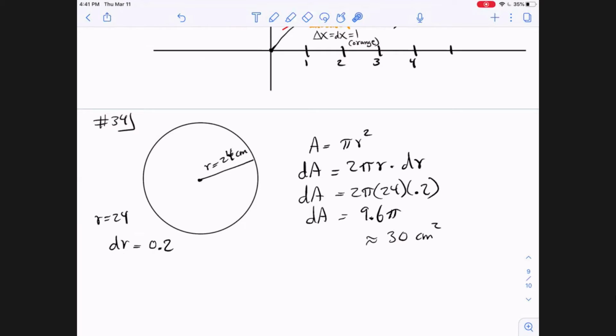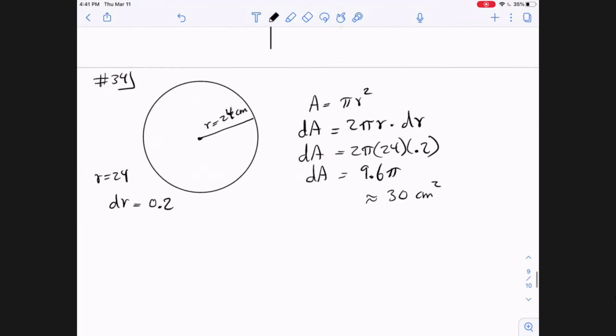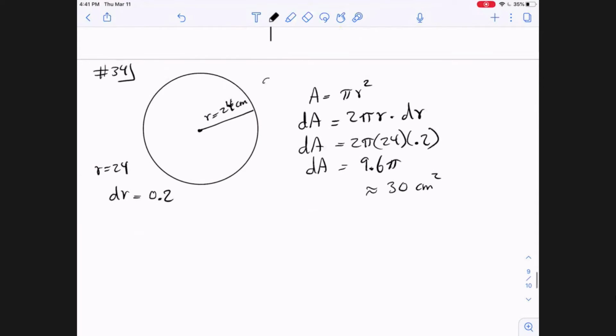Now part B, you don't have to worry about that. This is part A. This is all I want you to do. Part B, I'll put for you what's the relative error.